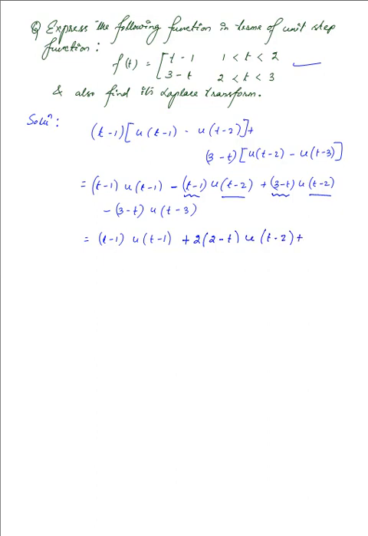And then for the final expression, instead of minus 3 minus t we can put plus. We apply that minus within that bracket, so that is t minus 3 u of t minus 3. So that is our expression.